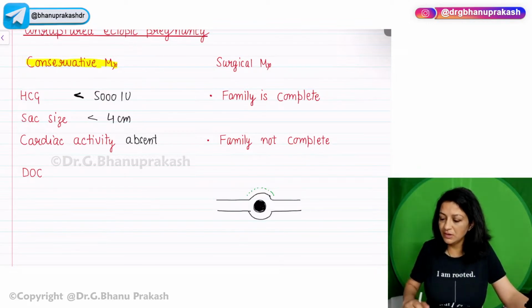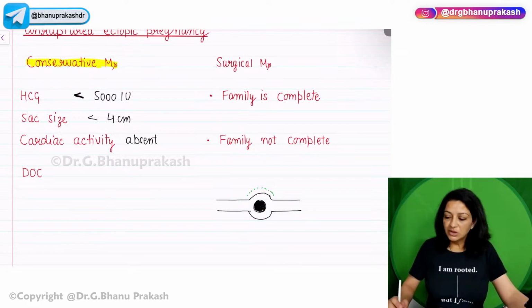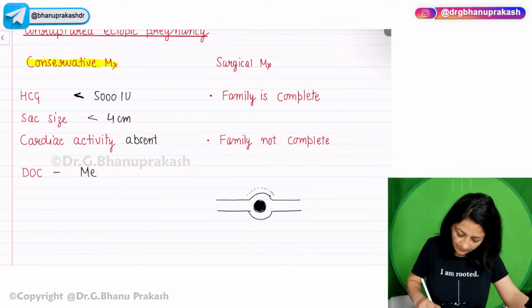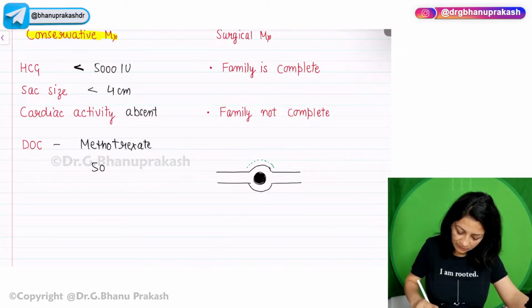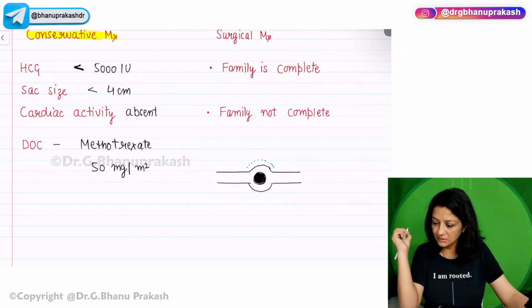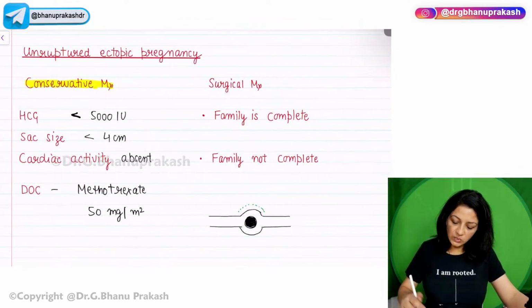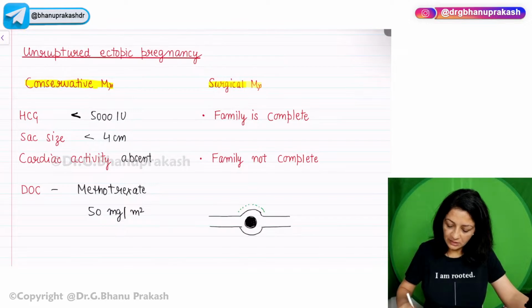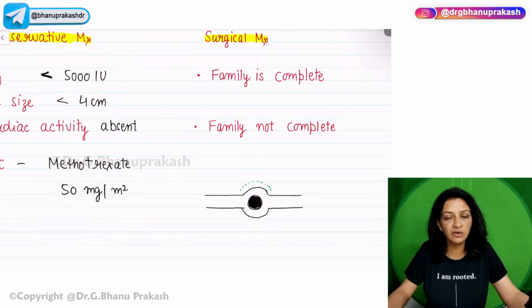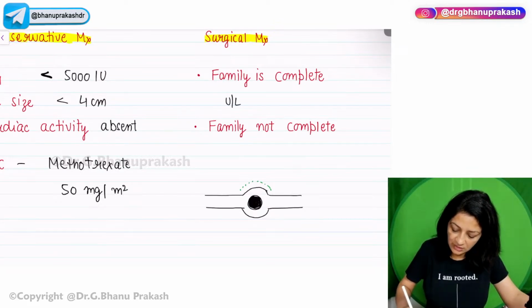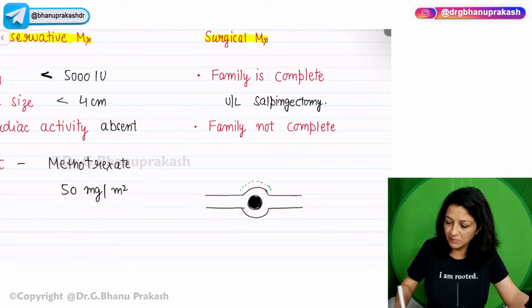then the drug of choice is methotrexate, with a dose of 50 milligram per m². Next is surgical management. If the family is completed, then we can remove the fallopian tube: unilateral salpingectomy.